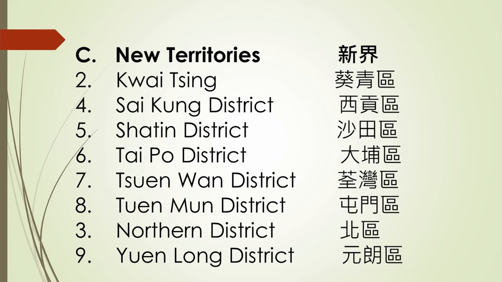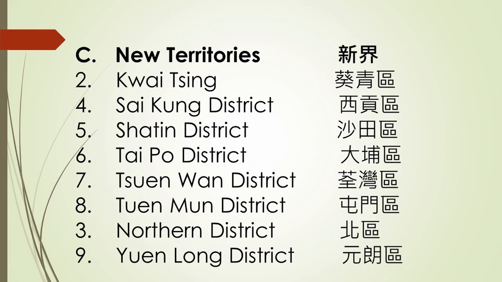Number 5, Shatin District. In Cantonese is Shatin Khoi. Number 6, Tai Po District.